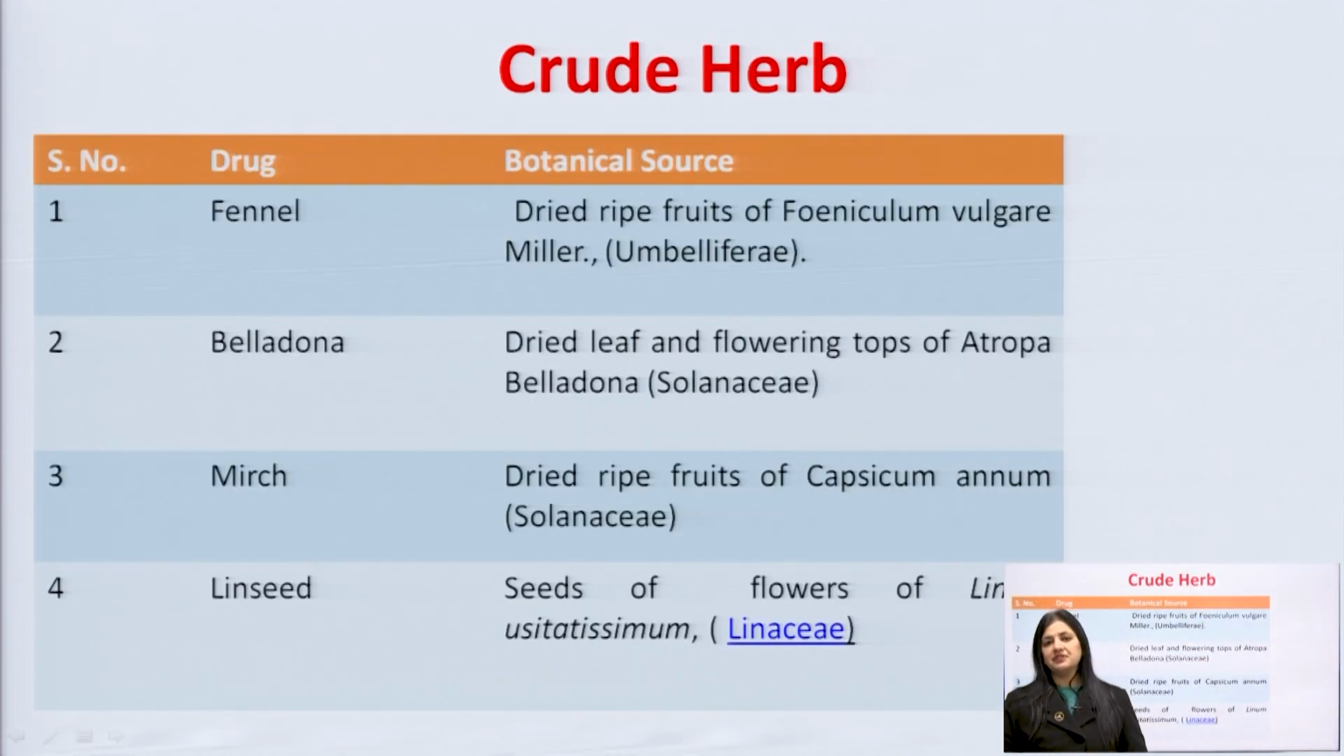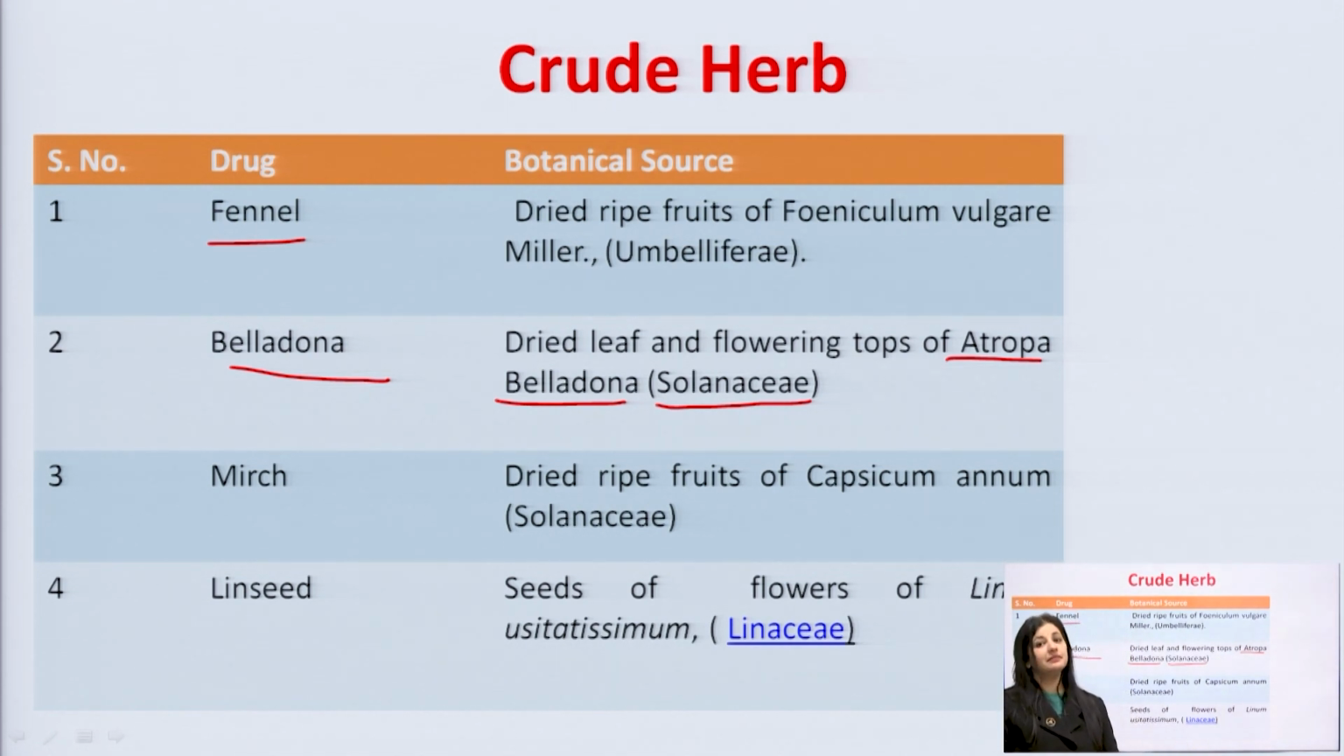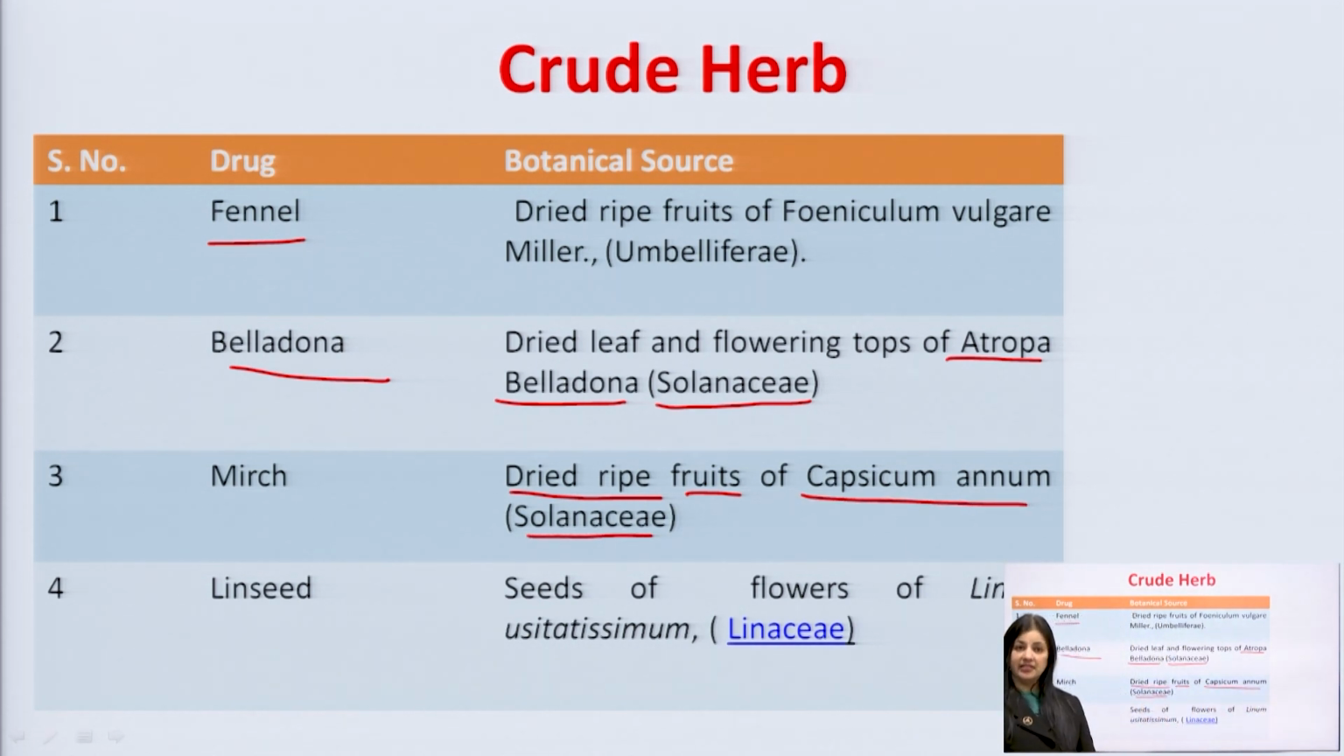The other examples of crude drug are given in the table here. The number one is fennel, the saunf we often use at home. That is dried ripe fruits of Foeniculum vulgare, family Umbelliferae. Then belladonna. It consists of dried leaf and flowering tops of the source Atropa belladonna, family Solanaceae. Then chilli, which is a common name used in our spices and condiments. This is dried ripe fruit of Capsicum annuum, again the family Solanaceae.